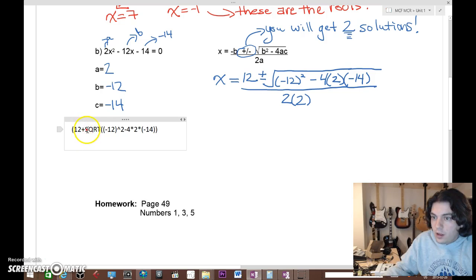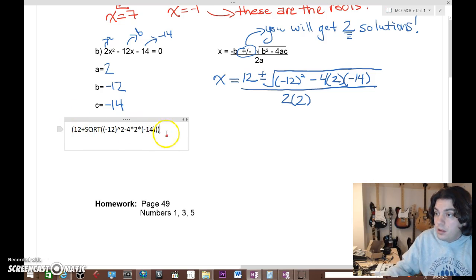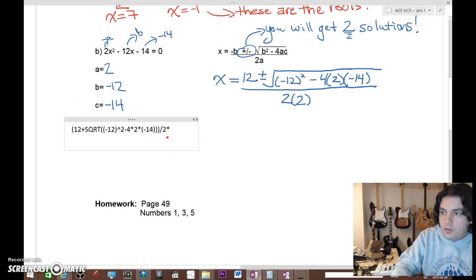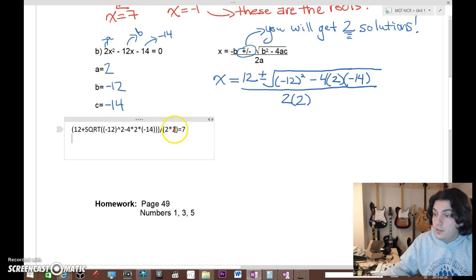So if you look, I've now got 12 plus square root of all this stuff here. I'm going to close the whole bracket for the top. And I'm going to divide by 2 times, I need to open a bracket for that. 2 times 2, close the bracket, equal sign. And if I've done this right, it gives me an answer. Good, and it did. And the answer it gave me was 7.